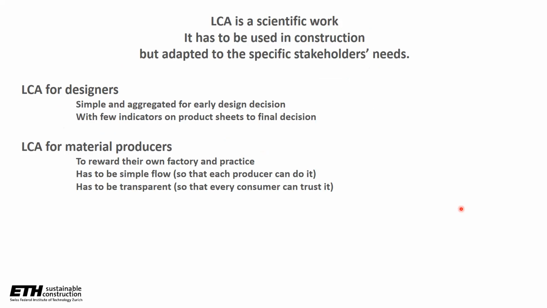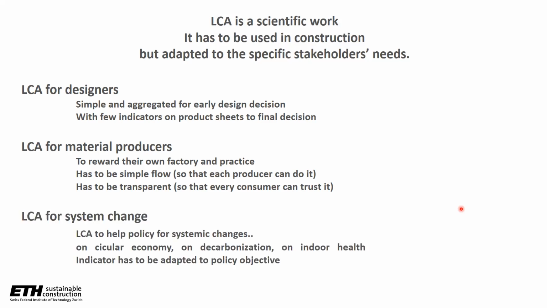Then for material producers, they need to reward their own factory and open practice. So it has to be very simple so that each producer can do it. And it has to be very transparent so that every consumer can trust it. And finally, you have LCA for system change, which helps the policy implementation for systemic changes on circular economy, on decarbonization, on indoor health quality. These indicators have to be adapted to the policy objective and maybe diverge from the pure scientific assessment of what would be the environmental impact of the product.